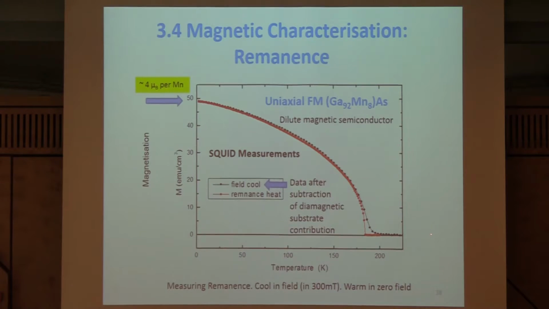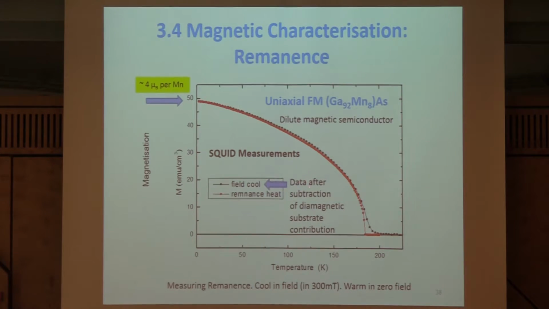What you typically do is apply a field along the easy axis, if you know what the easy axis is. You cool the sample down in the field, take it down to very low temperature, take the field off, and measure it, because you want to look at the remanence, the real signature of ferromagnetic order. This is an arsenide sample where the field cool and the remnant data are very, very similar. That's unusual, that's because this is a nice uniaxial material which shows really quite nice single crystal, single domain behavior.